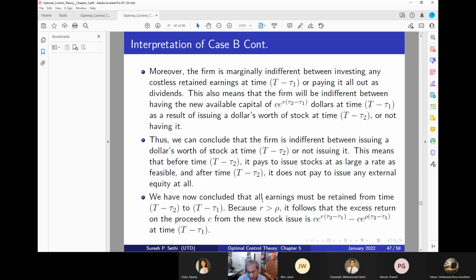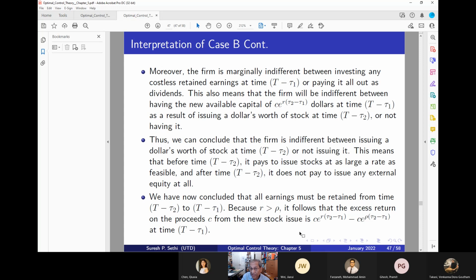So we now conclude that all the earnings must be retained from t minus tau 2 to t minus tau 1. Because R is bigger than rho, it follows the excess return. So this is another calculation that we have. Because R is bigger than rho, we need to compensate for the flotation cost by earning more. But R is more than rho, so the company is earning more than rho.